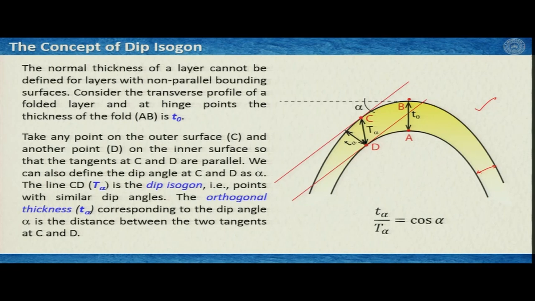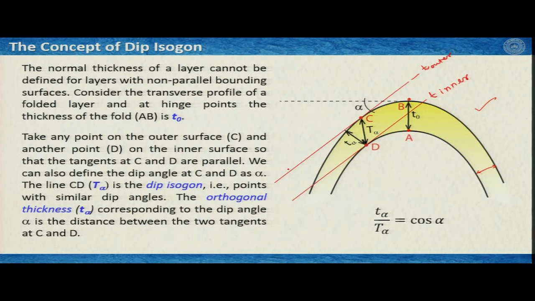So what Professor Ramsay proposed is that you can take any point on the outer surface which is not the hinge point, and then draw a tangent at the outer layer, okay? And then you find another point on the inner layer where the tangent at that point, which in this case is D, is parallel to the tangent of T outer. So T inner is parallel to T outer at point D.